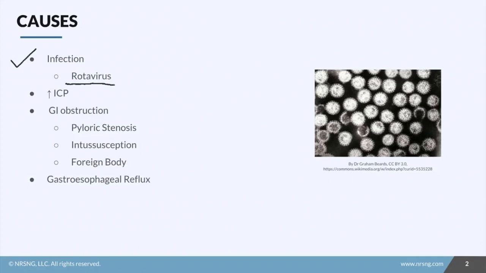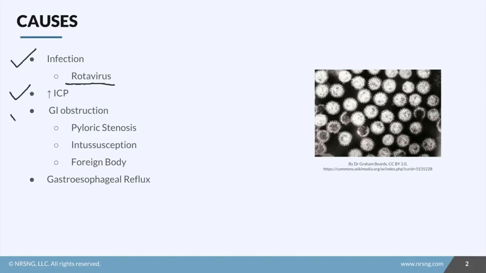Increased intracranial pressure can also cause vomiting. Again, this is true for adults as well, but anytime we're thinking about a child who maybe has a brain tumor or a child that has had a traumatic injury where they've had a head injury, we want to be thinking about those things that can increase intracranial pressure, which may lead to vomiting.